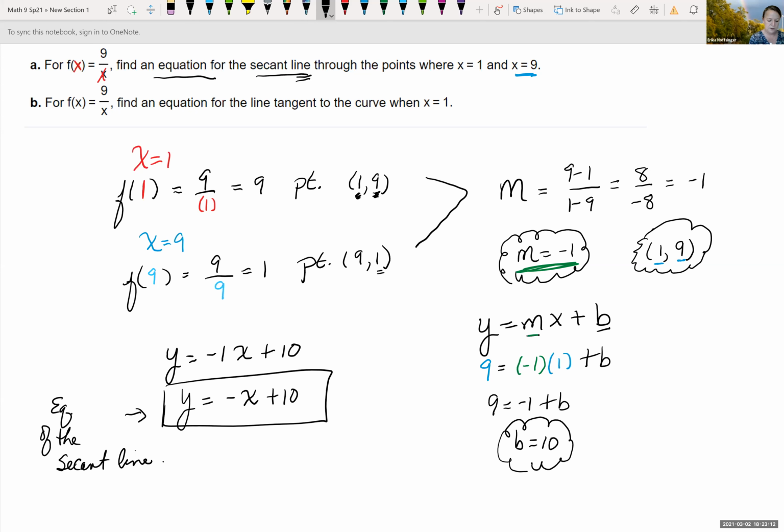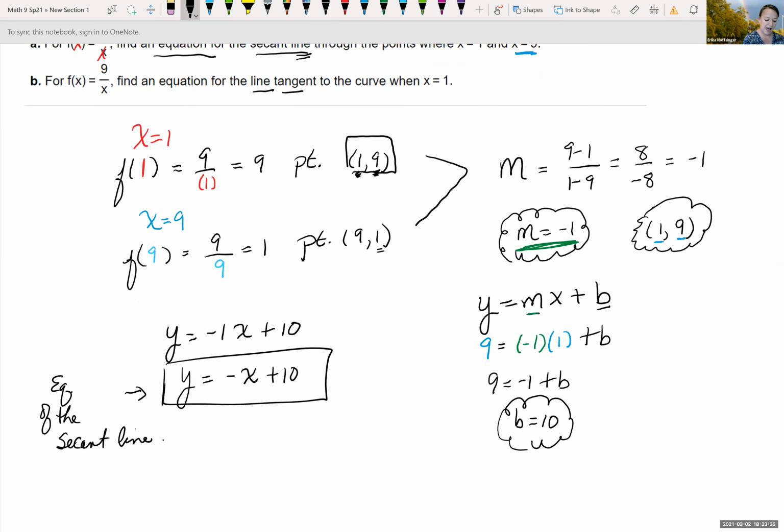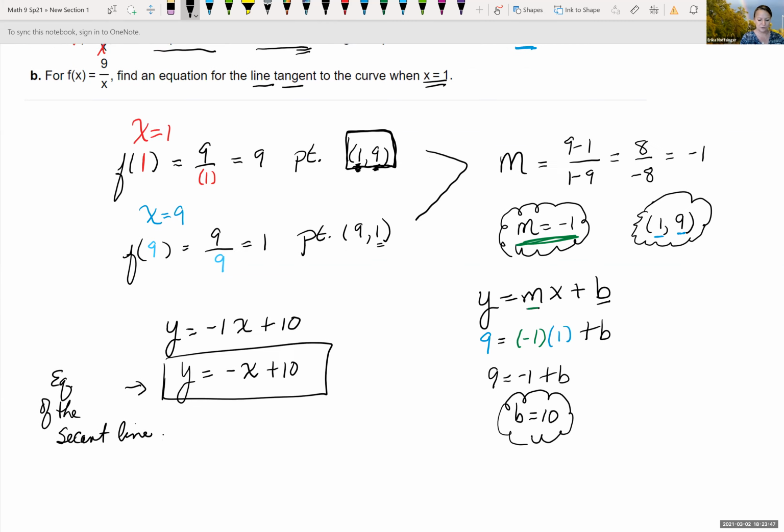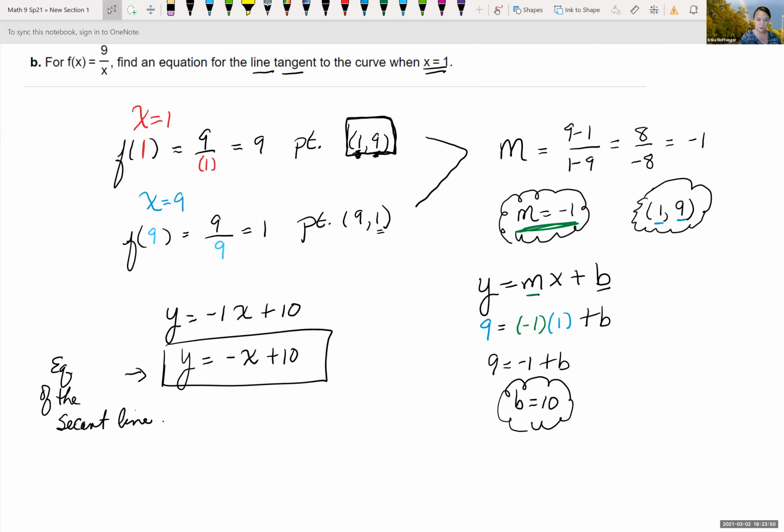And now part B, they want us to find the equation of the tangent line when x equals 1. So we want to find the equation again of the tangent line, or the line tangent. And so we need the slope and we need a point. We already have the point because we've already done the work from above, 1, 9. And we have to use this point because we want to know when x is 1. And so this is our point when x is 1.